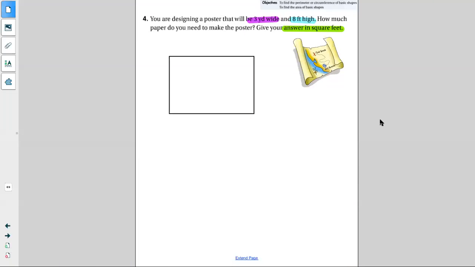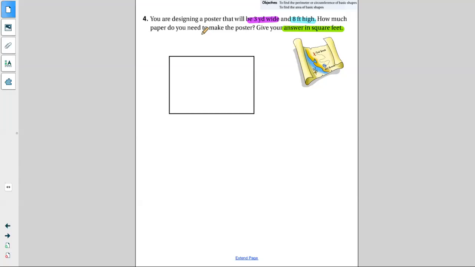Okay, so we have another perimeter area question. Read the question carefully. You are designing a poster that will be 3 yards wide, 8 feet high. How much paper do you need to make the poster? Give your answer in square feet.